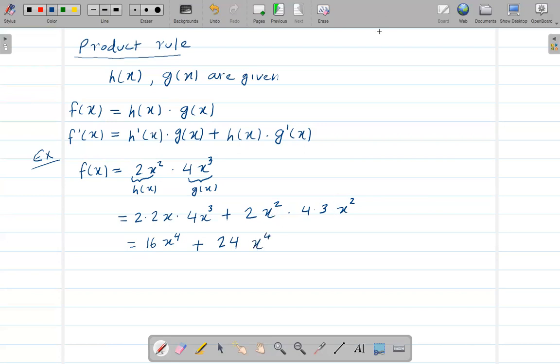Because when you're multiplying x squared times x squared, it's x to the power 4, right? Because if we have the same base, then we can combine this into a single base and just add the powers, right? So now we have a plus, and basically we can say these two are like terms, right? Because we have x to the power 4, x to the power 4. That means we can just combine this. 16 plus 24 is 40. So 40 x to the power 4, right? So that's the final answer.